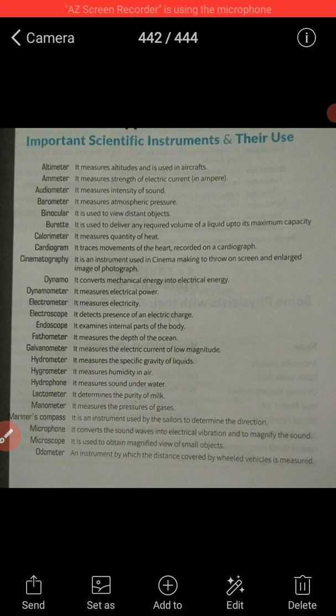Next, audiometer. Audiometer is an instrument which is used to measure the intensity of sound. Next, barometer. Barometer is generally used to measure the atmospheric pressure.